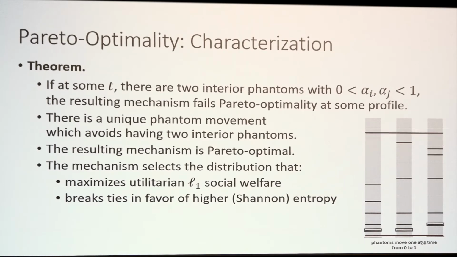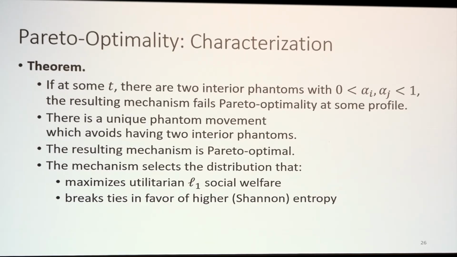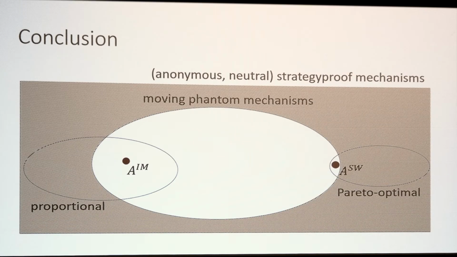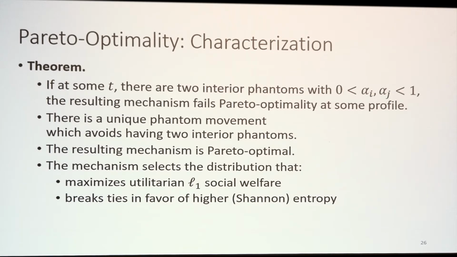Turns out that it actually selects the distribution that maximizes the social welfare. So this is exactly the mechanism proposed by Goel et al. in 2016, except for one, what I think of as a small improvement, which is that we don't actually need the fixed tie-breaking order anymore. This naturally breaks ties, and it does so in favor of higher entropy. So it's the L1 maximizing, the social welfare maximizing distribution that maximizes entropy.